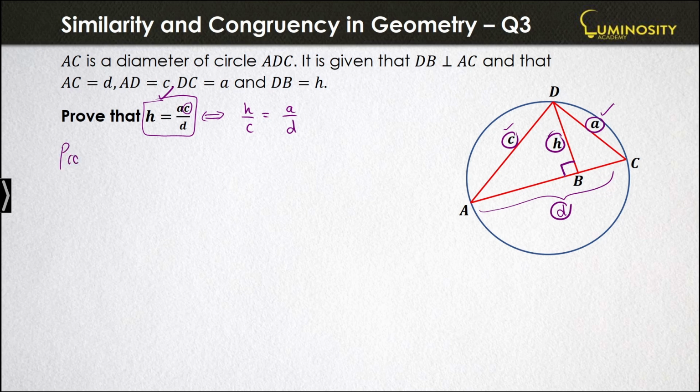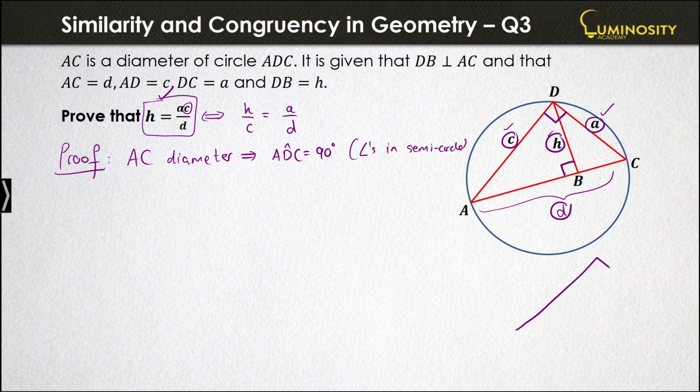So I'm going to start off my proof by observing the following. If AC is a diameter, then this must imply that angle ADC is 90 degrees. And the reason for that is angles in a semicircle. So this entire angle here is 90 degrees.